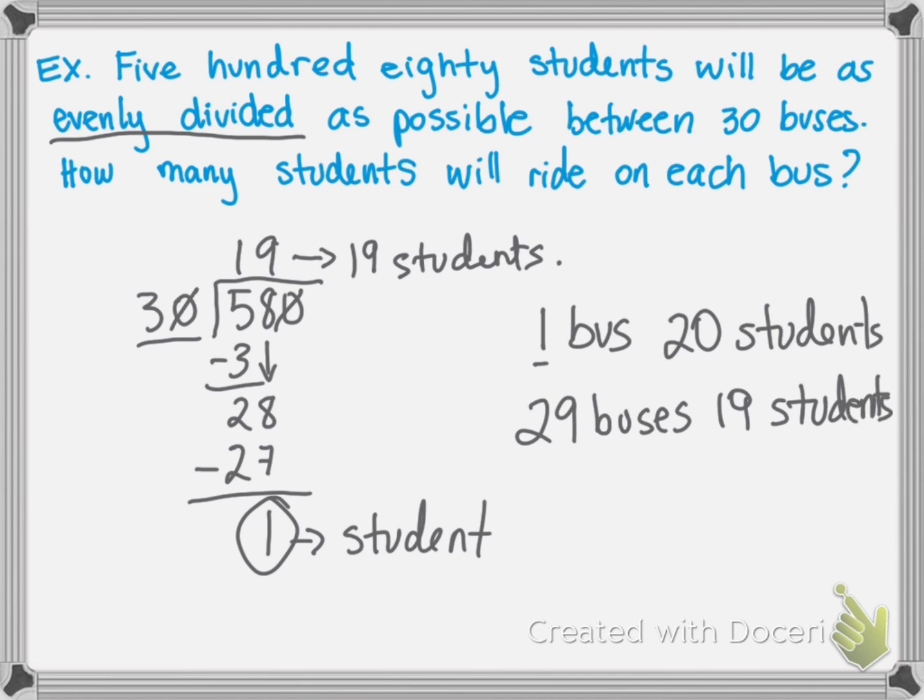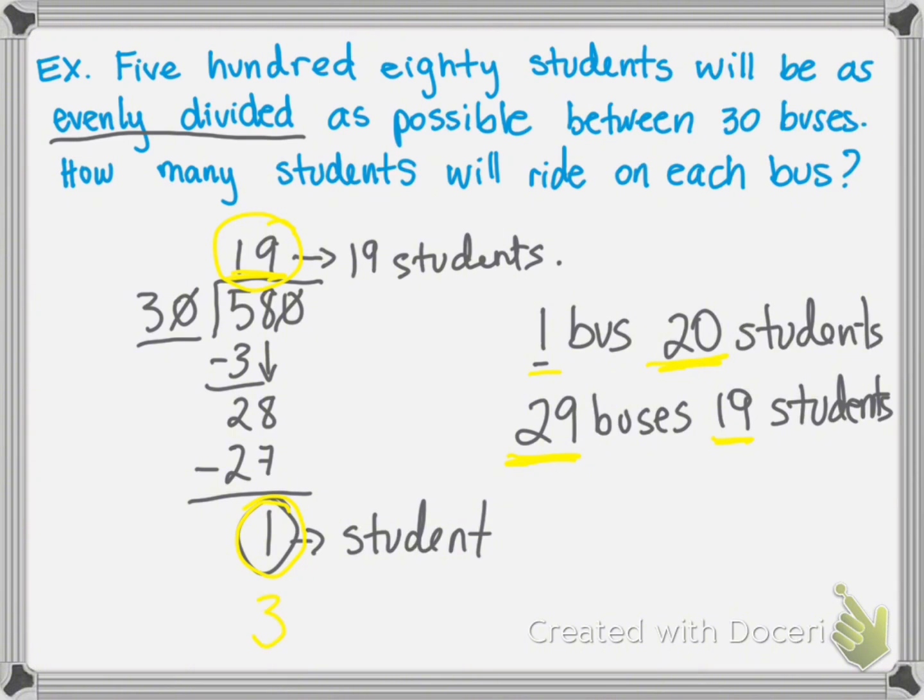And this is very important that you understand it. Notice what is happening. We have 19 students in each bus, but the buses are not full. And we have one student here that is left that we still need to take to the game. So we're going to put that extra student on another bus. And so we will have only one bus that has 20 students, but then the other 29 buses will have the original 19 students.